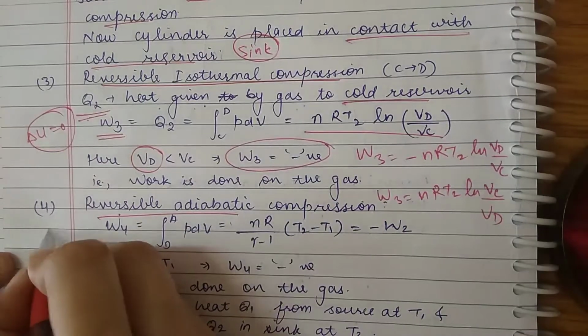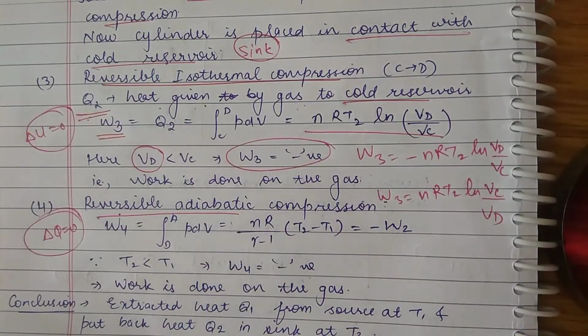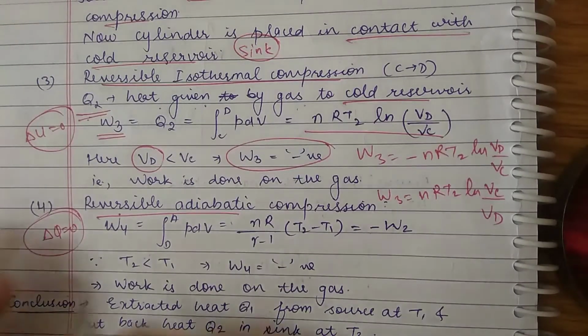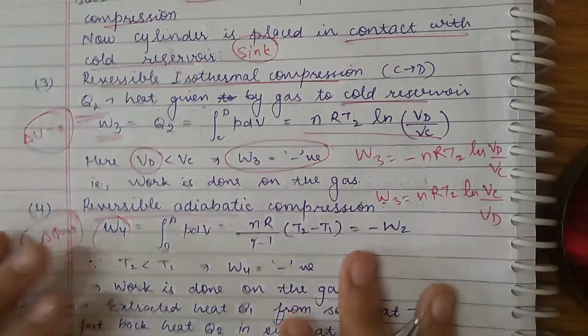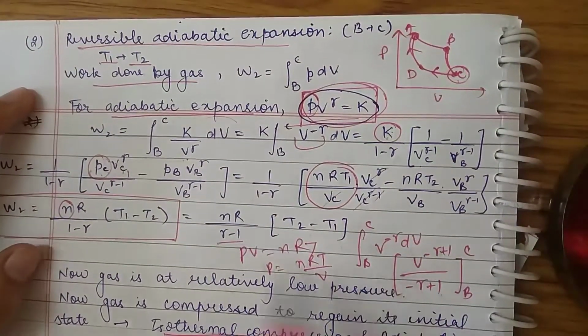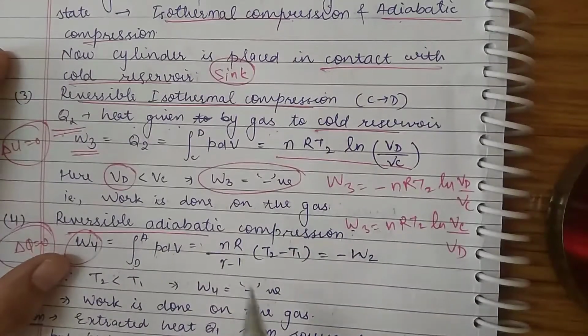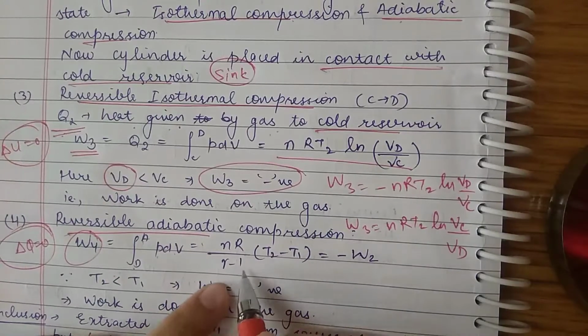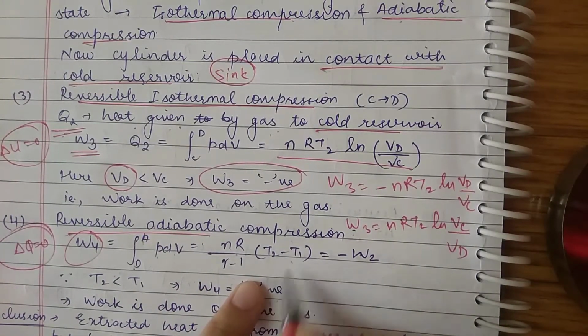Here now delta Q is equal to 0. In adiabatic compression, the change in heat will be 0. So the work done will be equal to the integral from D to A of P dV, and similarly as we got the value of work done in the reversible adiabatic expansion, we will get the value of work done here also, which will be nR upon gamma minus 1 times T2 minus T1.